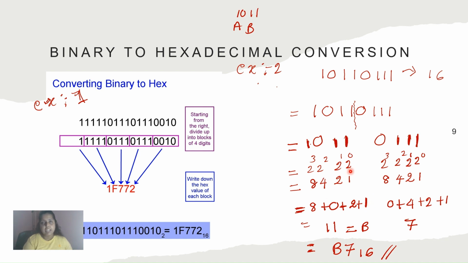You can multiply and add also. So when you add the values in the first group, the value is 11. Therefore, we consider the capital letter B. Here the value is 7. So the answer is B7 in base 16.